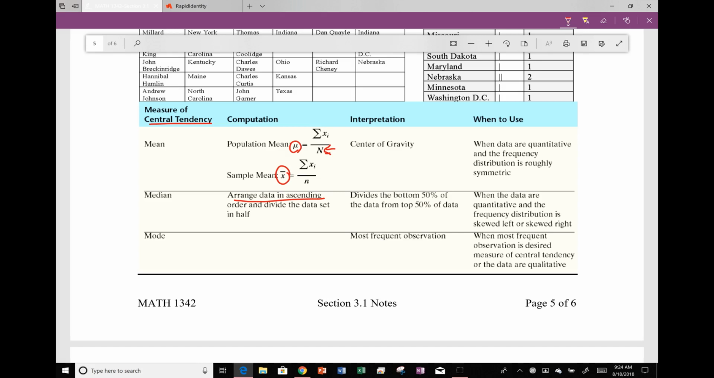I would like for you to work on mean, median, and mode for different data sets, and then let me know if you have any questions.